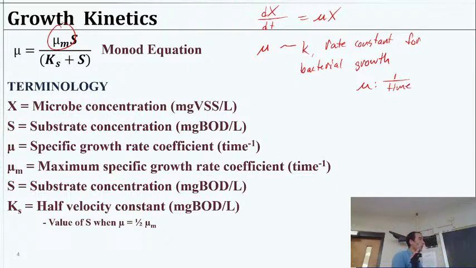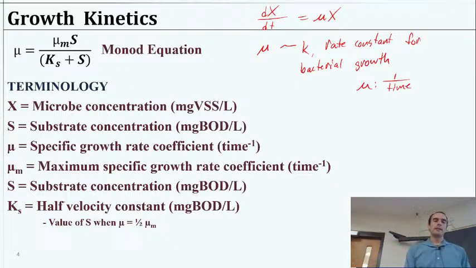So the mu max is the case where if we gave bacteria an infinite amount of food and ideal conditions and all that, this is how fast they're growing, that's their maximum specific growth rate coefficient. Okay, so mu is the generic specific value for this particular condition, and mu max is the maximum specific growth rate coefficient. All right, so S we've talked about. This is the food, the stuff we're trying to remove in this whole deal, right? That's the purpose of it. So then the only thing remaining is Ks.